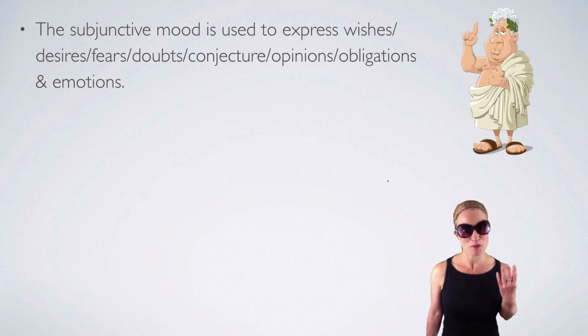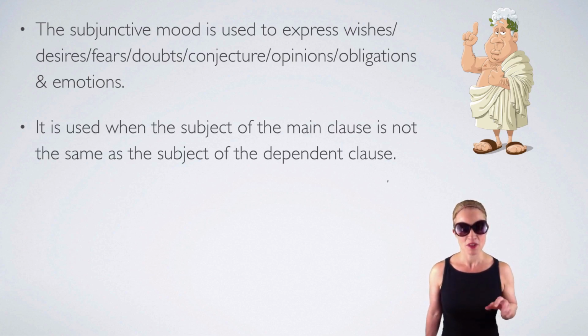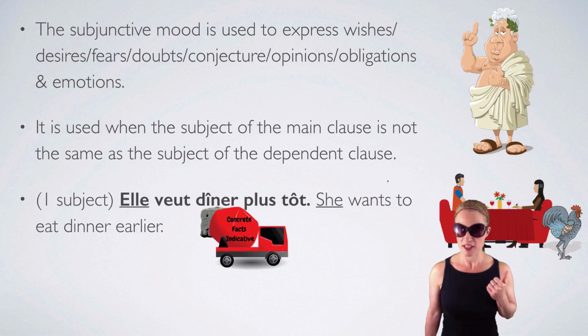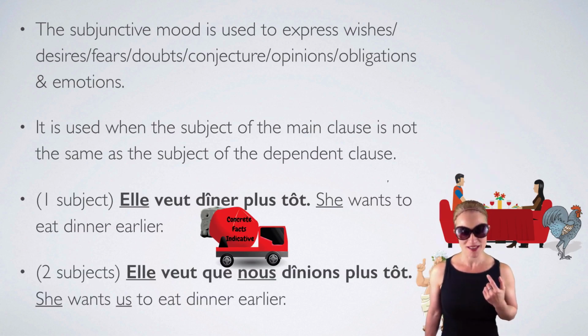It's very subjective. It's used when the subject of the main clause is not the same as the subject of the dependent clause. There are exceptions, but this is usually what happens. For example, here we have just one subject, so there's no subjunctive. Elle veut dîner plus tôt. She wants to eat dinner earlier. Just one subject, elle.